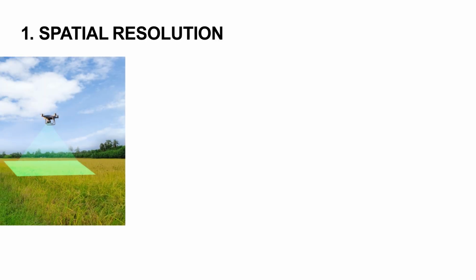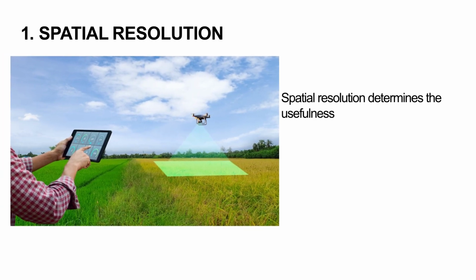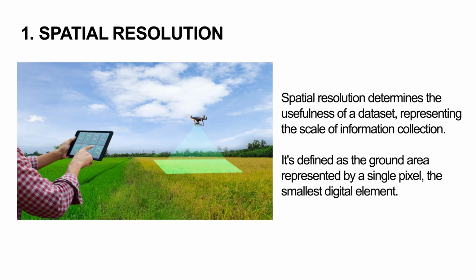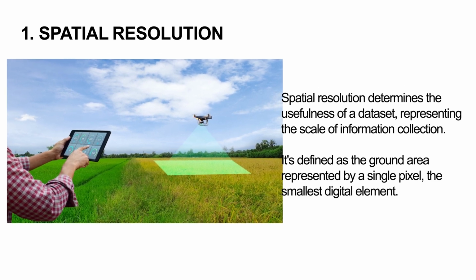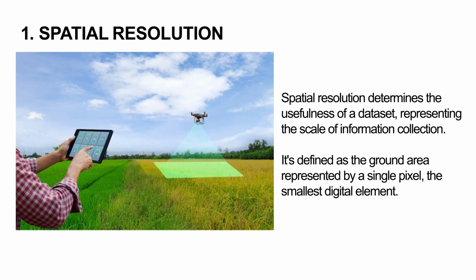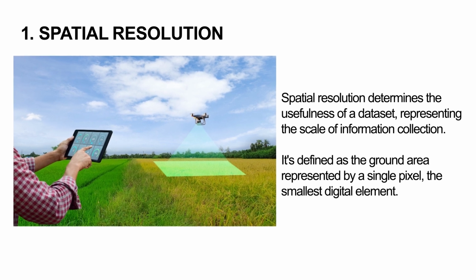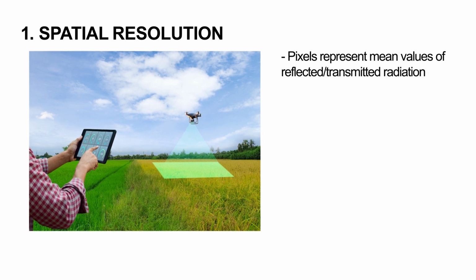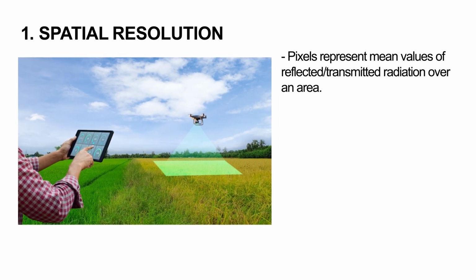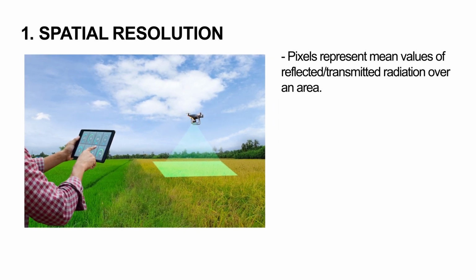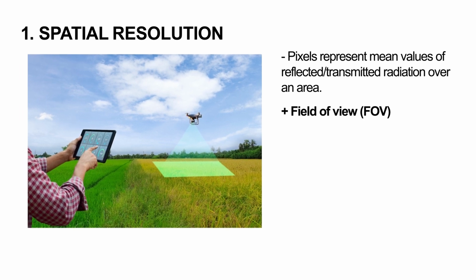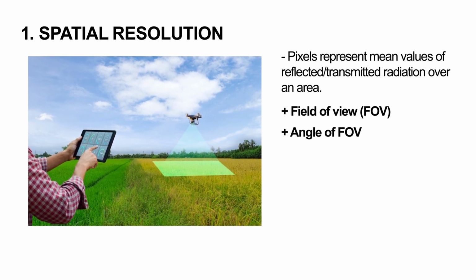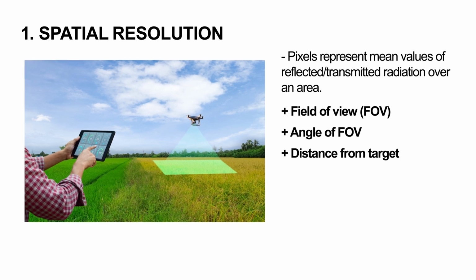1. Spatial resolution. Spatial resolution determines the usefulness of a dataset, representing the scale of information collection. It's defined as the ground area represented by a single pixel, the smallest digital element. Pixels represent mean values of reflected transmitted radiation over an area. The spatial resolution is affected by the sensor's field of view, FOV, angle of FOV, and sensor's distance from target.